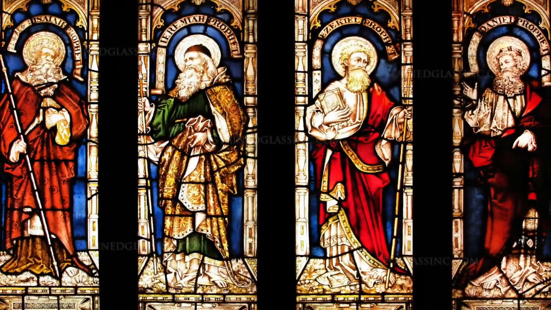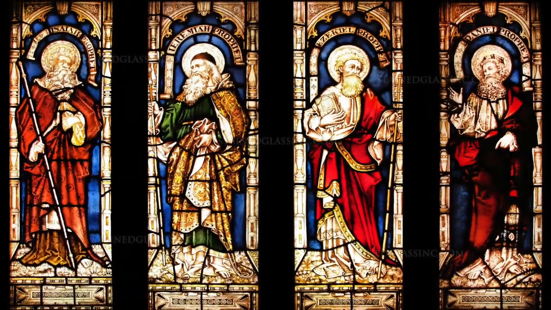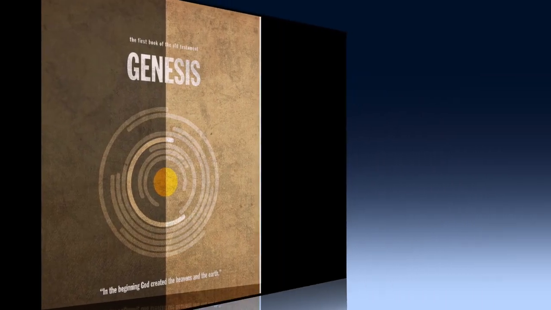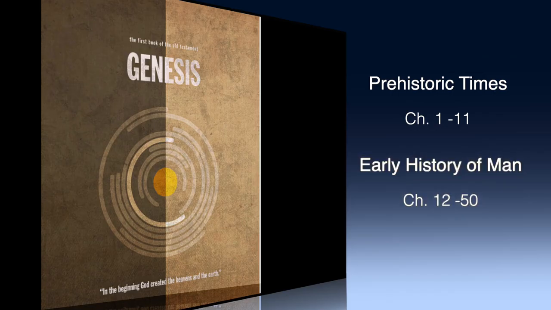This video will provide you with a brief overview of what you will encounter in this book. The book of Genesis can be divided into two main sections: prehistoric times, chapters 1 through 11, and the early history of mankind, chapters 12 through 50.